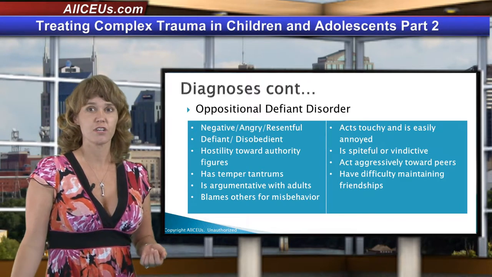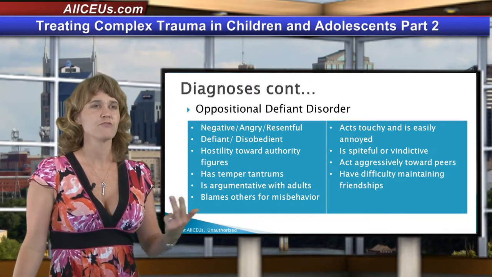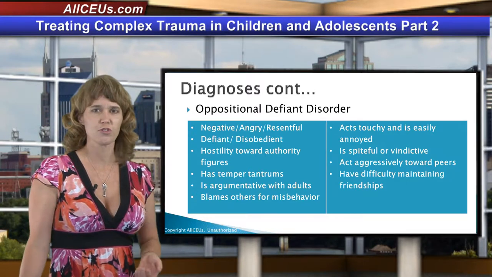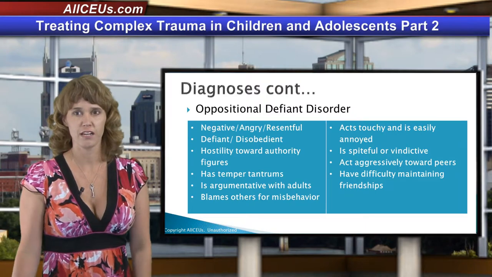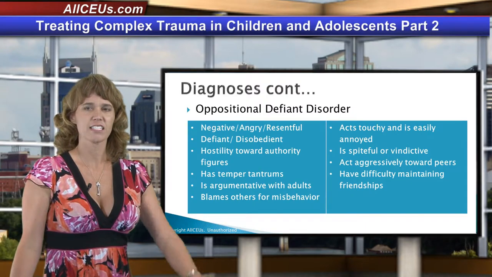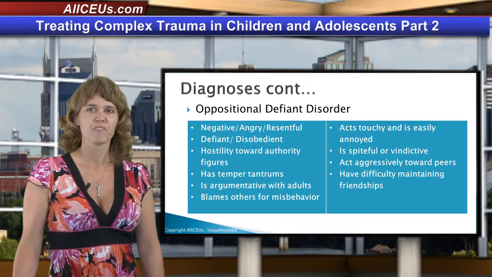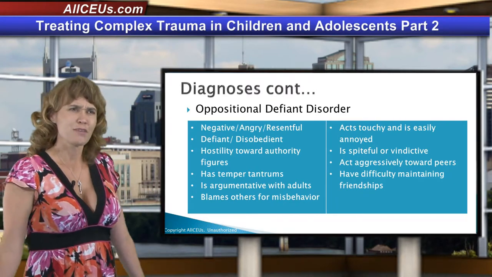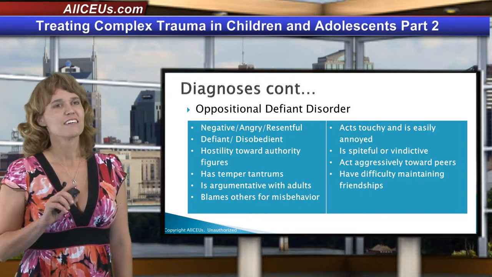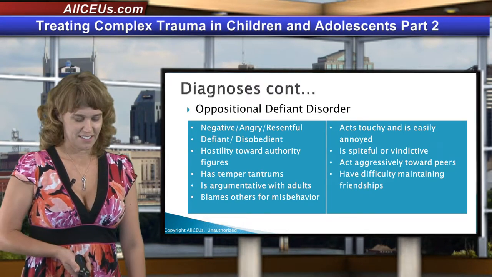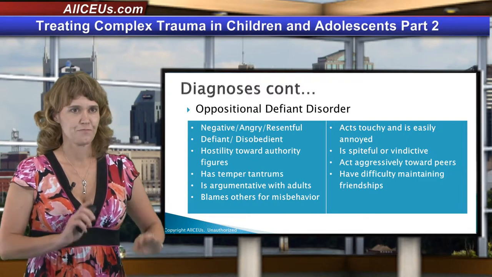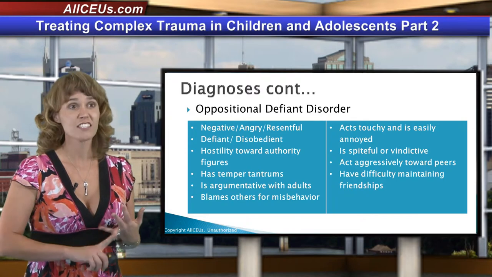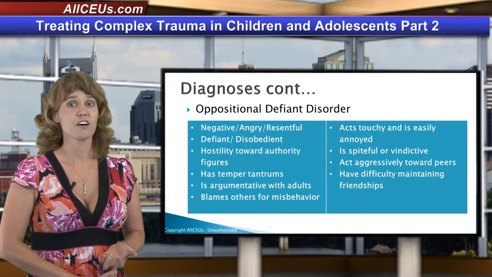Oppositional defiant disorder: negative, angry, and resentful, defiant, disobedient, hostile towards authority figures, temper tantrums, argumentative, blames others, acts touchy and is easily annoyed, spiteful or vindictive, and acts aggressively towards peers. That sounds like pretty much every adolescent I've ever met. It's a matter of degree. What do the behaviors mean? How constant are they? How severe are they?